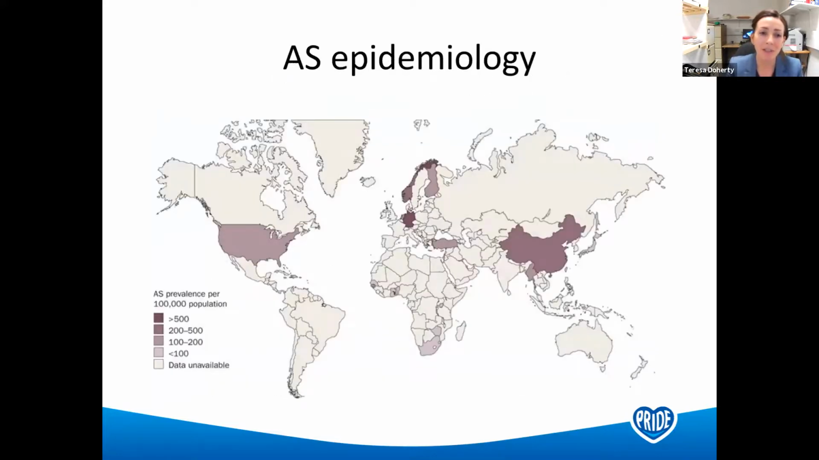So the epidemiology of ankylosing spondylitis. It's most prevalent in the Nordic regions of Europe, so Norway, Sweden, Finland, Central Europe, Asia, and South America. Not so much in North Africa, but it's in the South African continent.